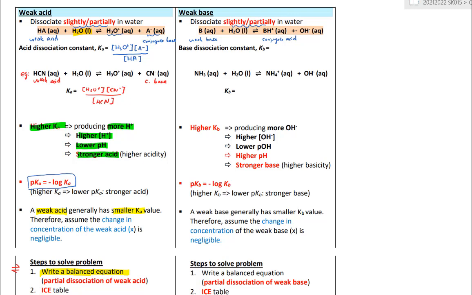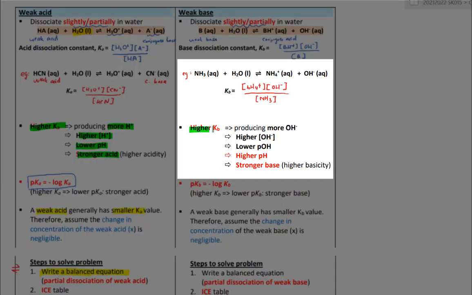The base dissociation constant Kb expression is as usual, product on the top, reactant on the bottom. So the Kb expression has BH positive concentration raised to the power of 1, OH negative raised to the power of 1, divided by the concentration of your weak base. Similarly, H2O is a pure liquid, so it is excluded from your Kb expression. Looking at the example equation here, we have NH3, which dissociates in water to give you NH4 plus, your conjugate acid, and OH minus. So the specific Kb expression for the dissociation of NH3 has the concentration of NH4 positive, the concentration of OH negative, and the reactant NH3 at the bottom. H2O liquid is excluded.